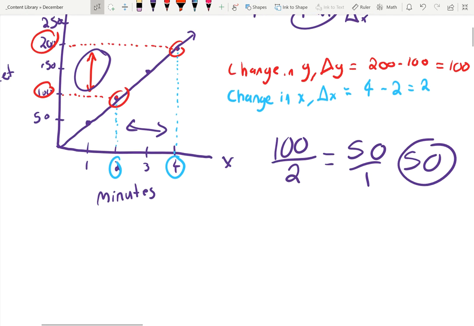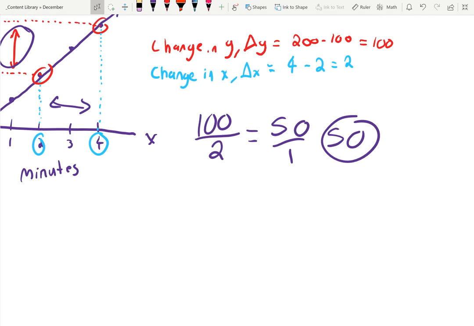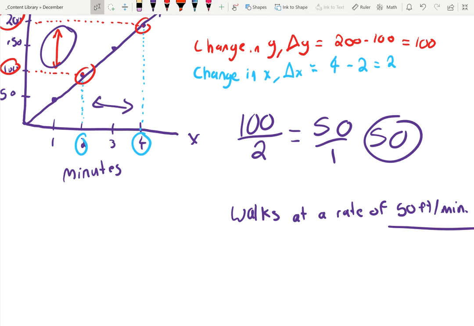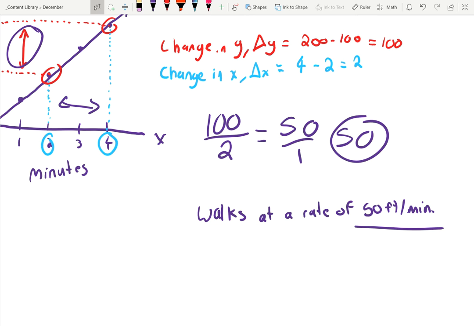So this is referred to as rate of change. Now, in the context of this problem, this means that this person walks at a rate of 50 feet per minute, right? It's still a rate. It's called the rate of change because it's their pace. It's the rate at which their distance changes. Their distance is changing by 50 feet every minute, right? They're walking at a pace of 50 feet every minute. So there's your rate of change.